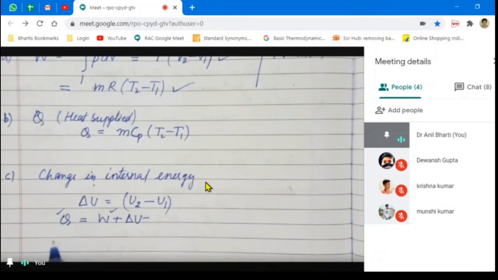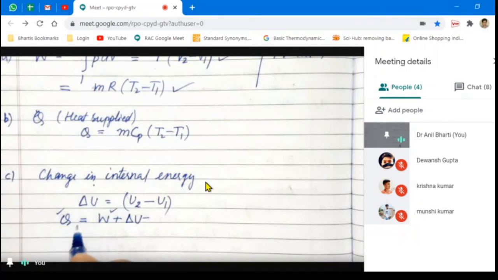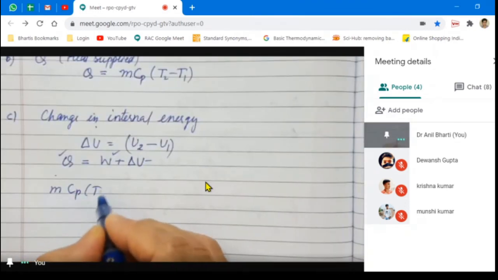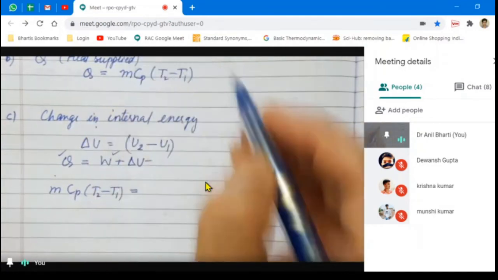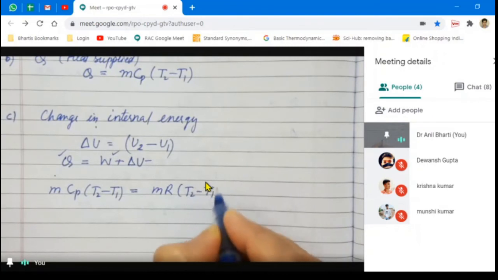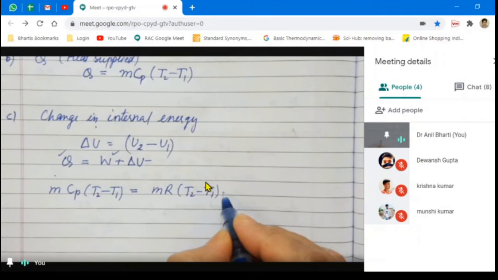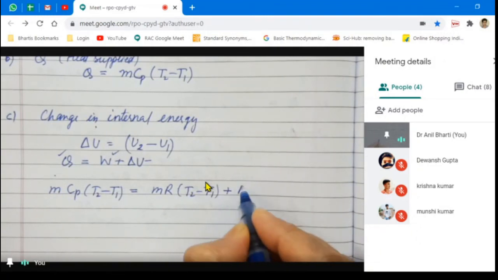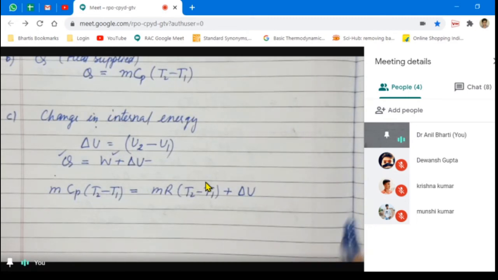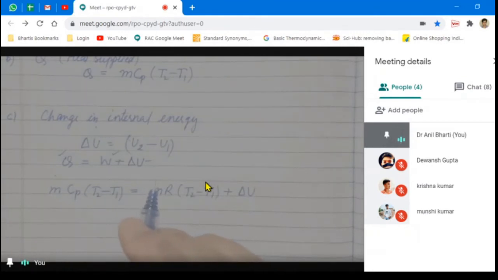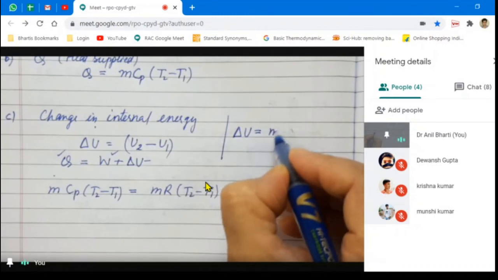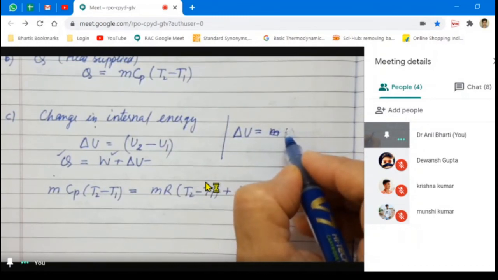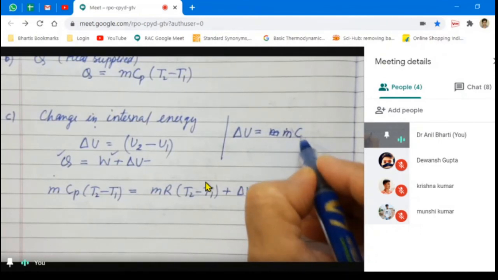Now here Q is equal to, in terms of MRT, M into Cp into T2 minus T1 is equal to W, which is M into R into T2 minus T1, plus delta U. So from here we can say that delta U, the change in internal energy, is equal to M into Cv into T2 minus T1.